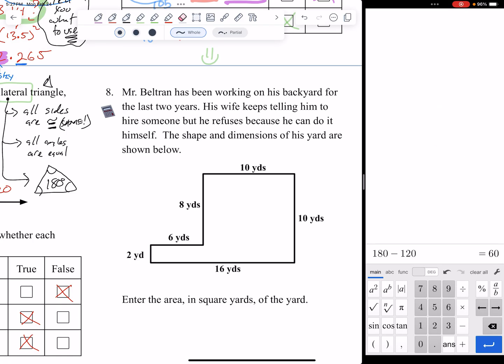Okay. Mr. Beltran has been working on his backyard for the last 2 years. Ugh. Make it 3 now. Okay. If you know what I'm talking about, then you're one of my kids that I've had the last 3 years. Because you keep asking me about my yard and I'm still not done. Anyways, his wife keeps telling him to hire someone, but he refuses.